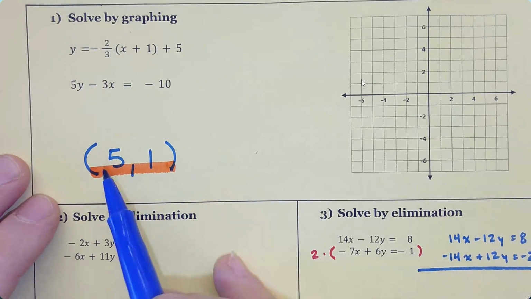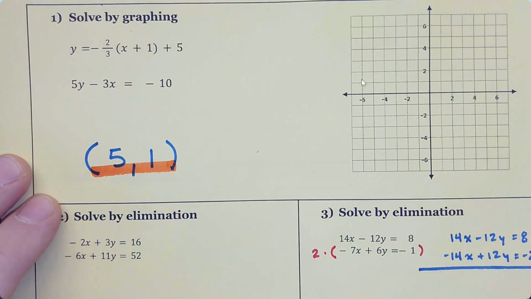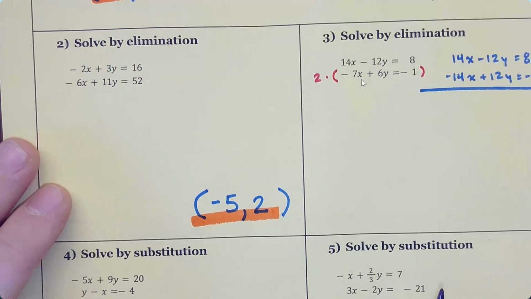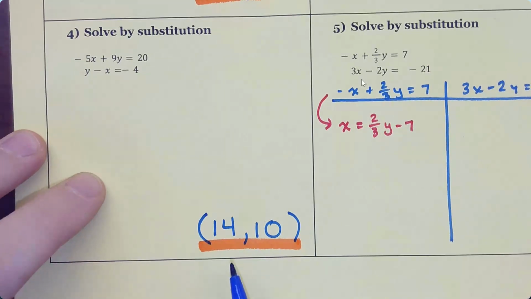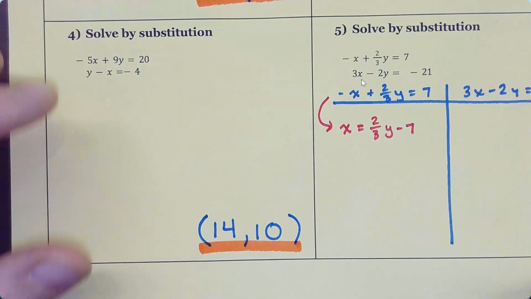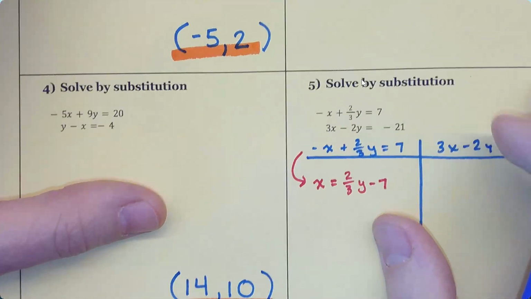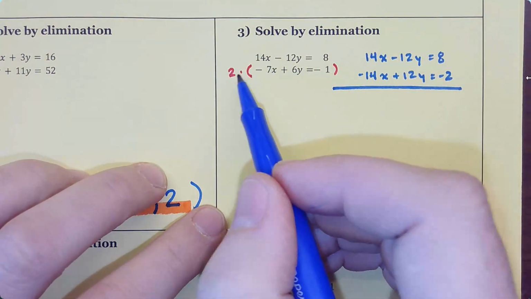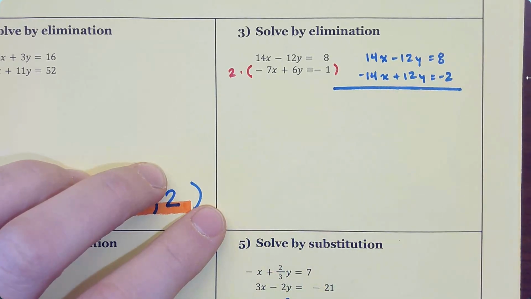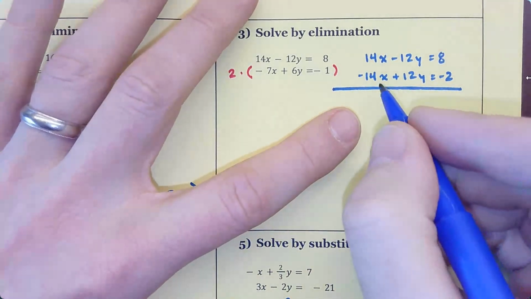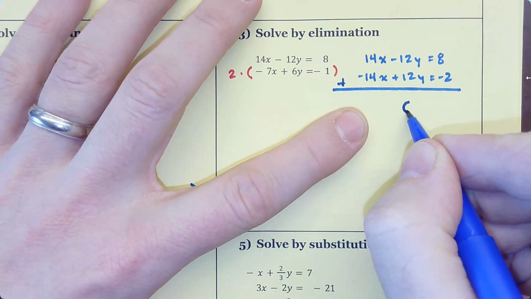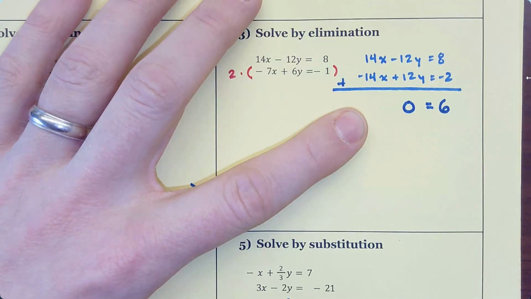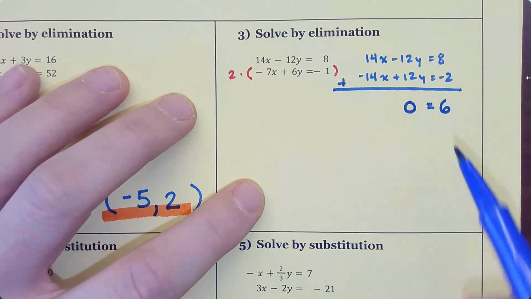The first one, the answer is 5, 1. Number 2, the answer is negative 5, 2. And number 4, the answer is 14, 10. I'm going to talk about number 3 and number 5. Number 3, I got my work started here. I took the second equation and multiplied by 2. That created opposites here. Now, it also created opposites here, so when I add the equations together, I get 0 is equal to 6, which last I checked is not the case.